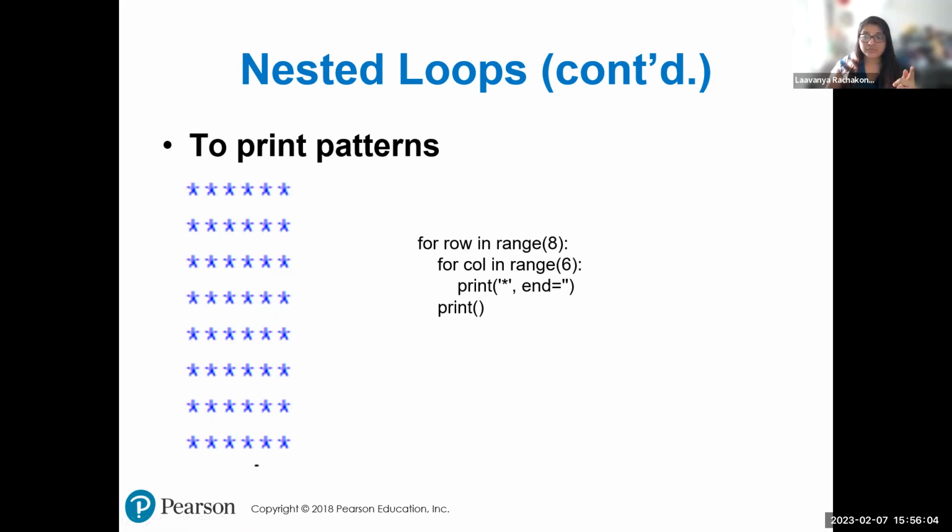Now with row value 1, you are again starting from column 0. So column is equal to 0, print star, column is equal to 1, print star. So that is how you'll get the second row.